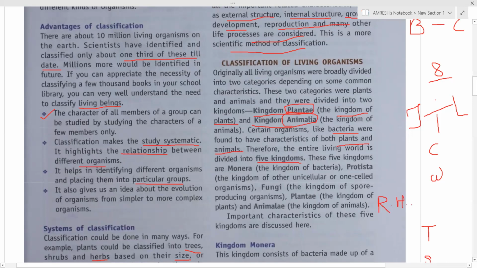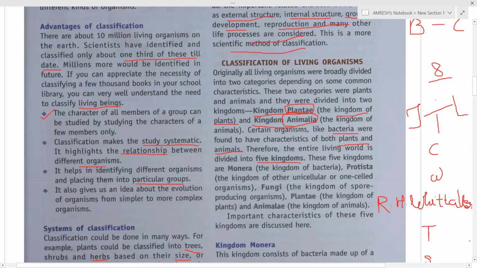This 5 kingdom classification was done by R.H. Whittaker. He divided the organisms into five kingdoms.